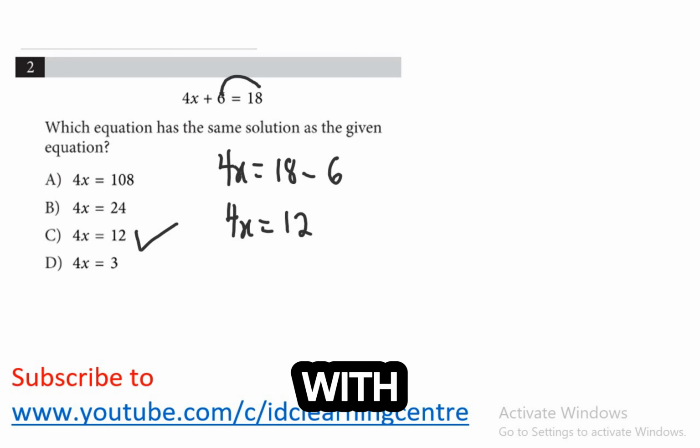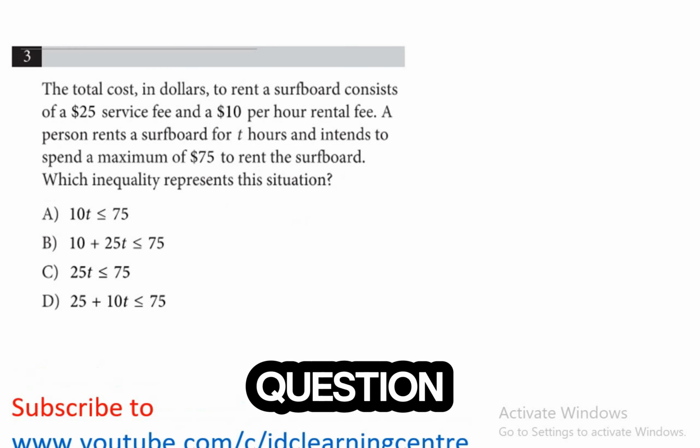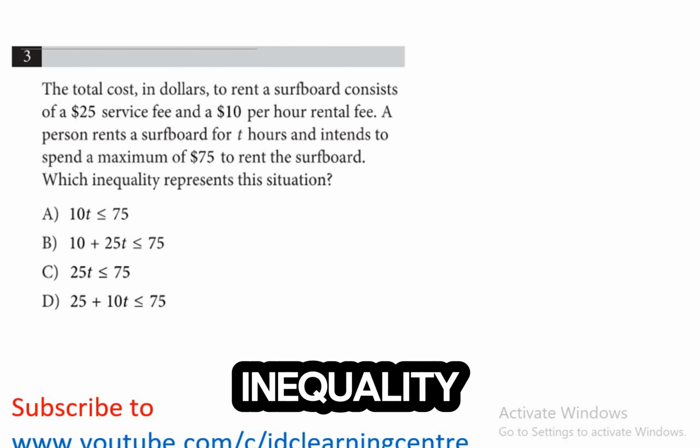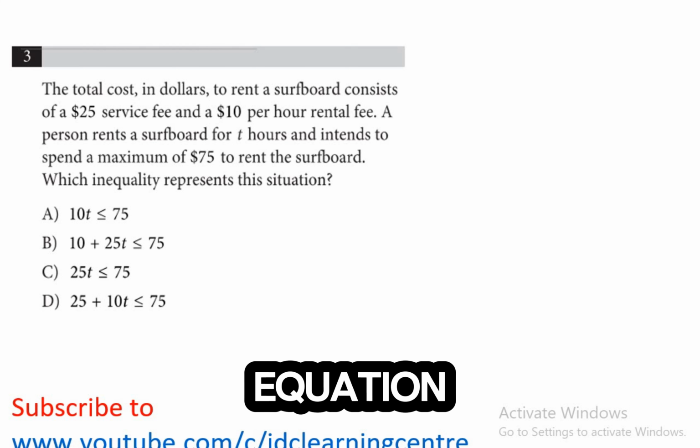Alright, so with this, we move to the next question, question 3. Here we have a question saying the total cost in dollars to rent a surfboard consists of a $25 service fee and a $10 per hour rental fee. A person rents a surfboard for 3 hours and intends to spend a maximum of $75 to rent the surfboard. Which inequality represents this situation?